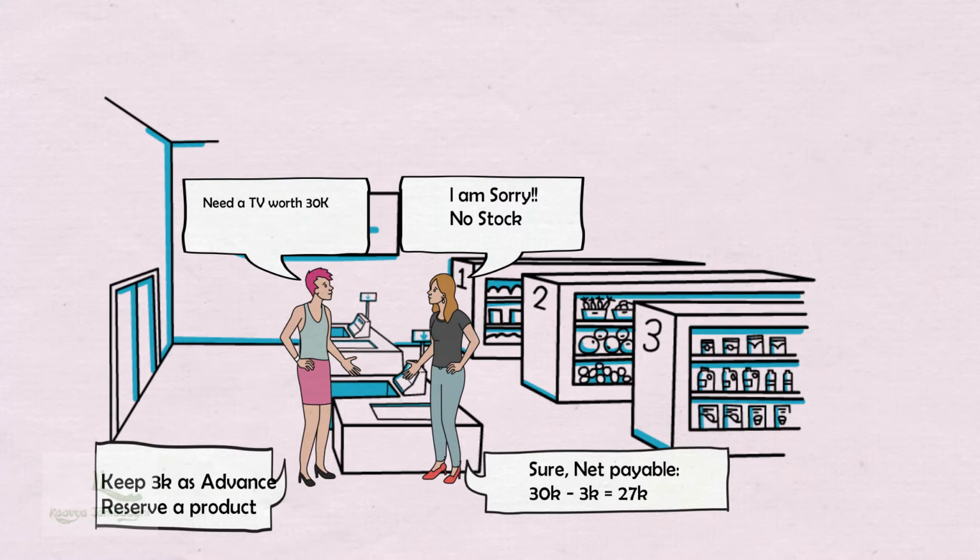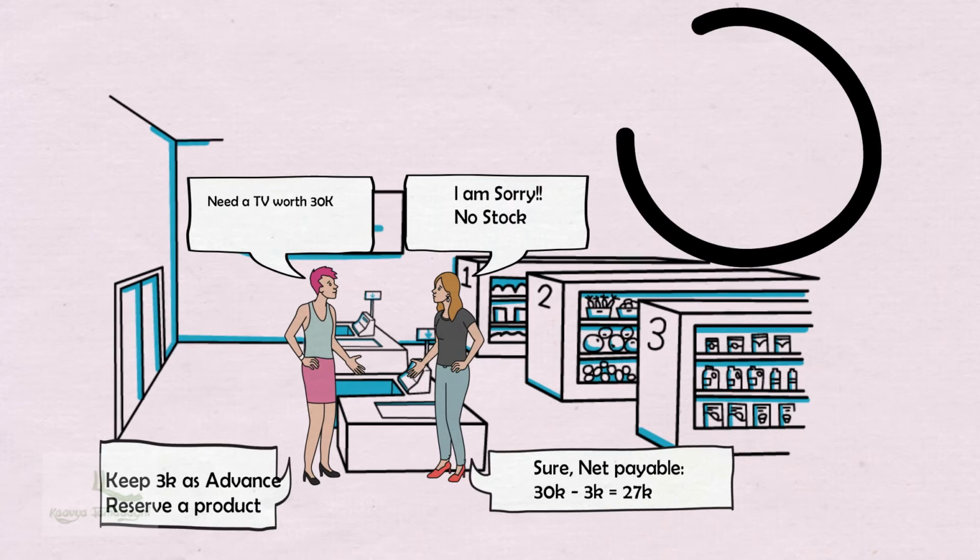The actual cost of the product is 30k. Now, on the date of delivery, the net payable to the shopkeeper from the customer, after deducting the advance amount of 3000, is 30,000 minus 3000, which is equal to 27,000. This process of deducting the advance amount or down payment received from the customer can also be done in the SAP system.